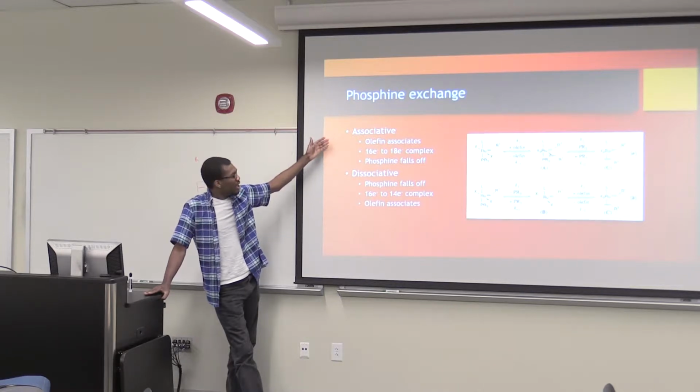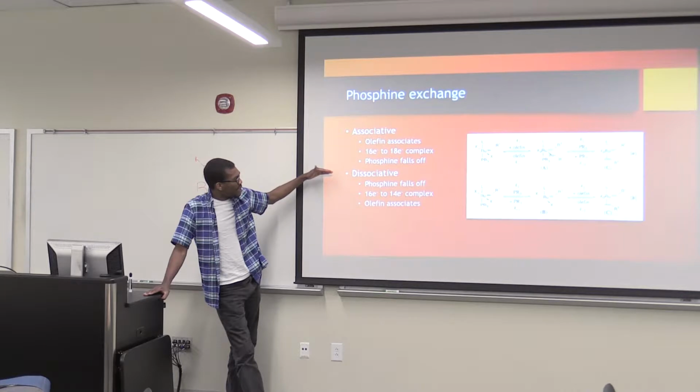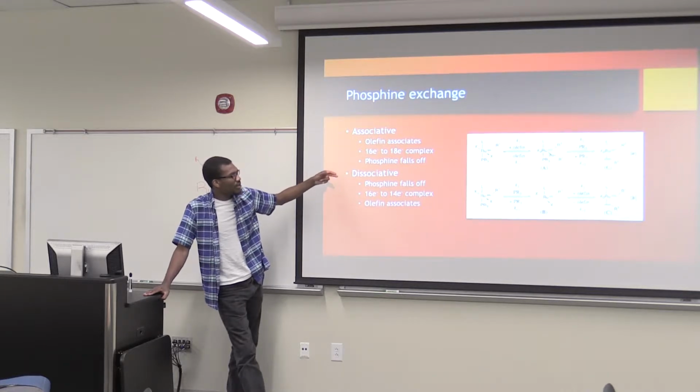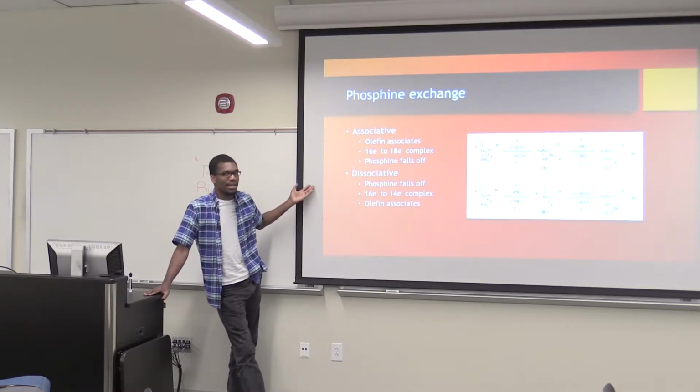And then you have this dissociative method, and that's where the phosphine falls off first, and you go from 16 to 14 electrons, and then your olefin associates and brings you back up to 16. They thought this wasn't as likely because 14 electron complexes are less stable.